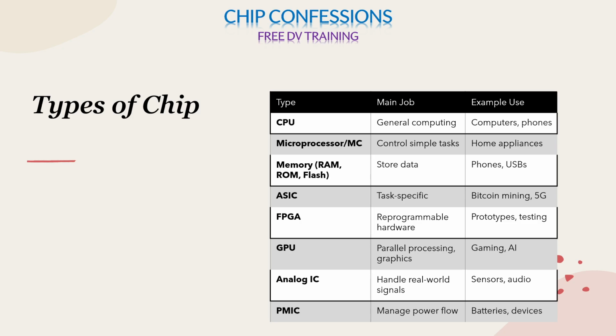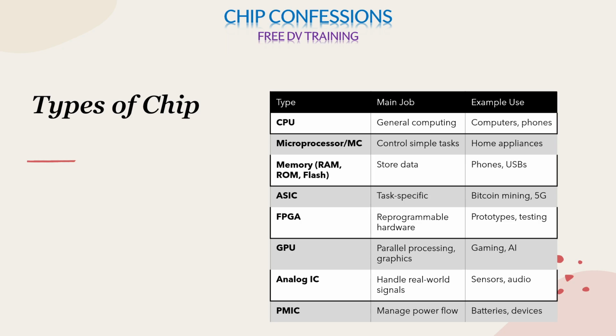Then the third type is the memory chip. Memory chips are like RAM (random access memory), read only memory, flash memory, or cache memory. The main job is obviously to store data. Examples are in phones, USB drives, and even SD cards.